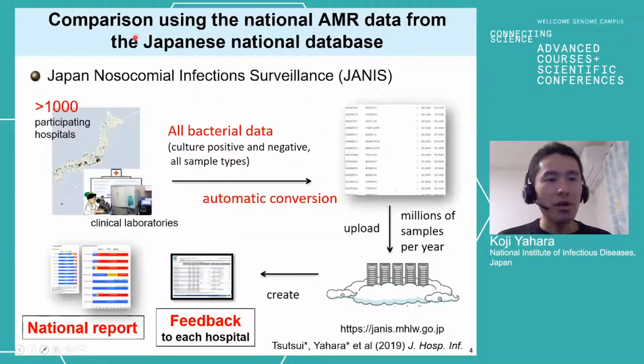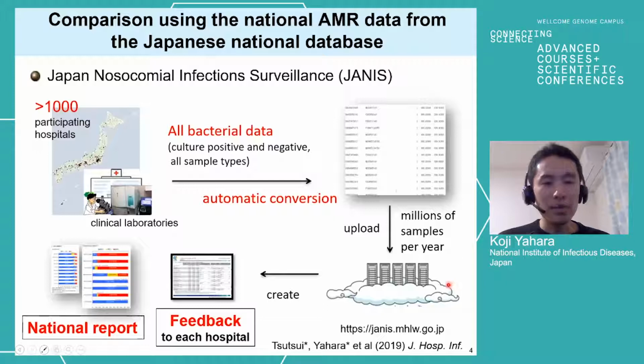Here, we conducted a comparison using the national AMR data from the Japanese National Database of Japan Nosocomial Infection Surveillance, so-called JANIS. More than 1,000 hospitals are already participating in this surveillance, which collects all routine bacteriological test results, including both culture positive and culture negative samples of all sample types. The data are automatically converted in each hospital laboratory and uploaded to a cloud system every month. In total, data of millions of samples are uploaded per year.